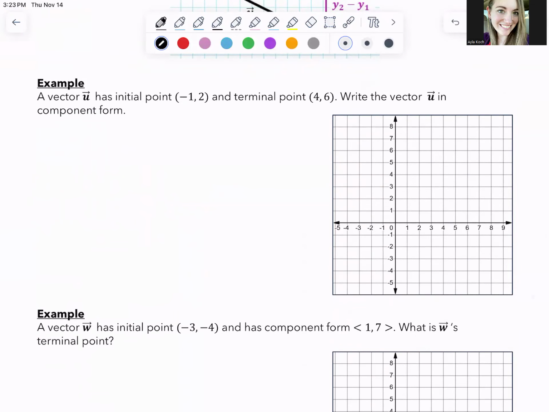Again, x1, y1 is the initial point, x2, y2 is the terminal point. So as an example, a vector has initial point negative 1, 2 and terminal point 4, 6. Write it in component form. So this will be x1, comma y1. This will be x2, comma y2. We know that vector u should be equal to, well, color code them, huh? x2 minus x1, comma, y2 minus y1.